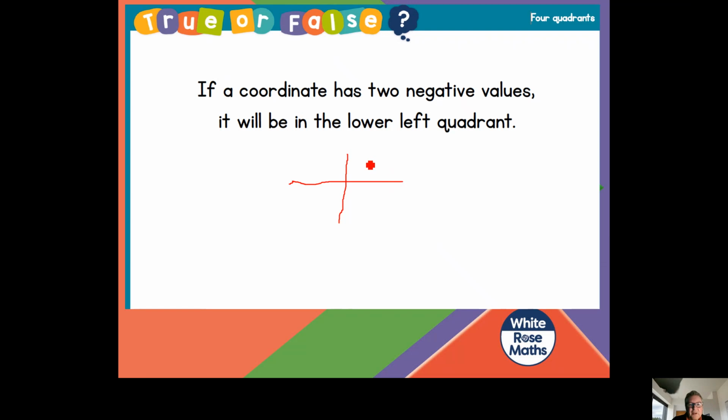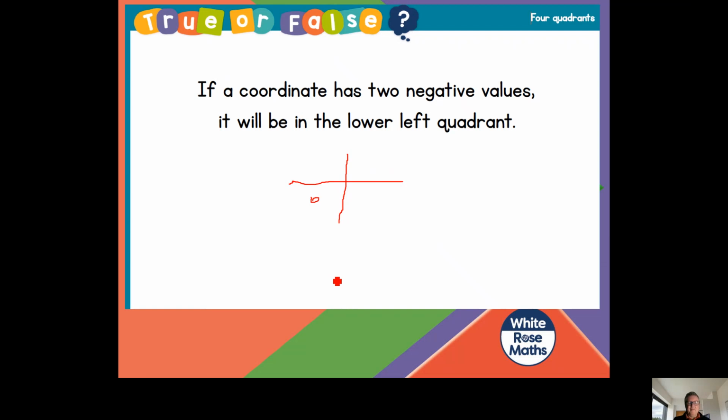So this is the first quadrant. So this would be positive, positive. This would be positive and negative. Yeah. So if that's negative, that's negative. That's positive. Yeah. It's in here.